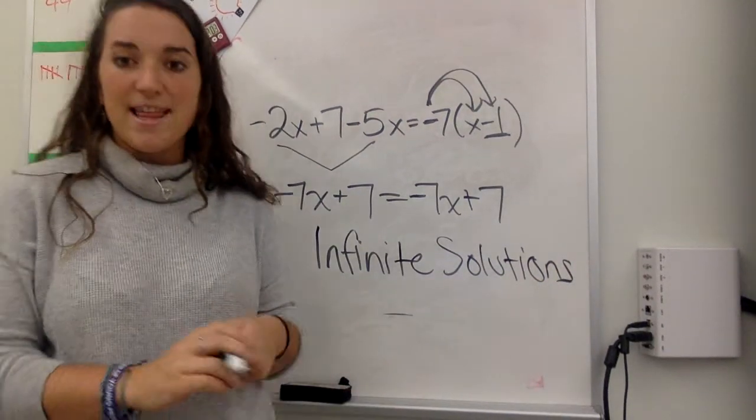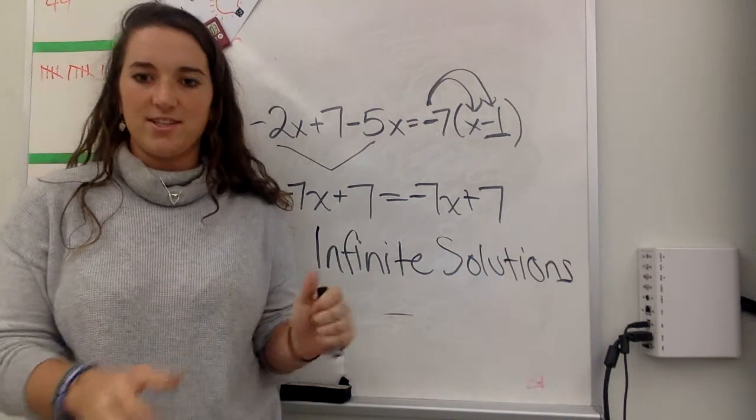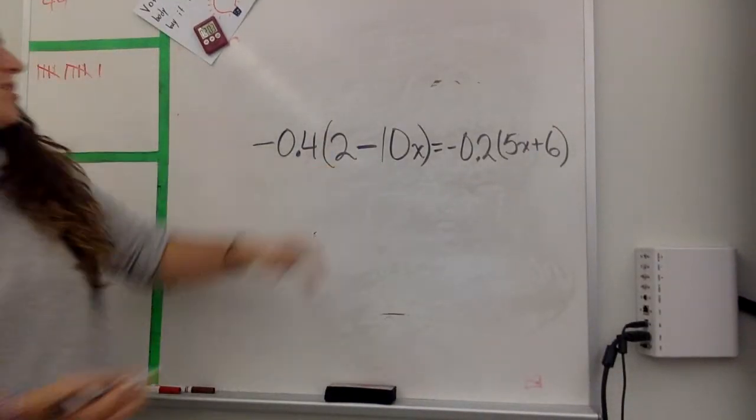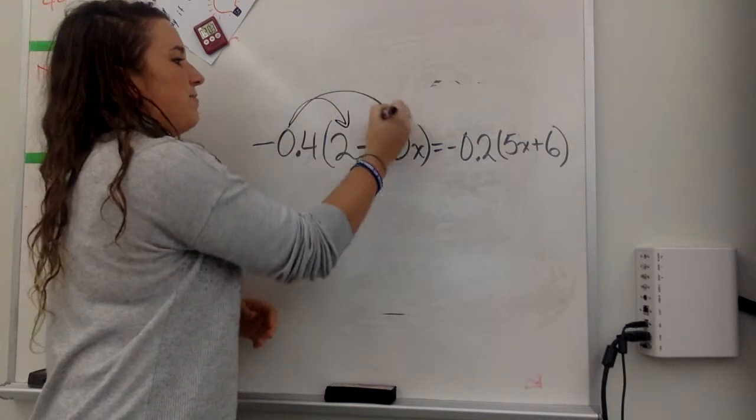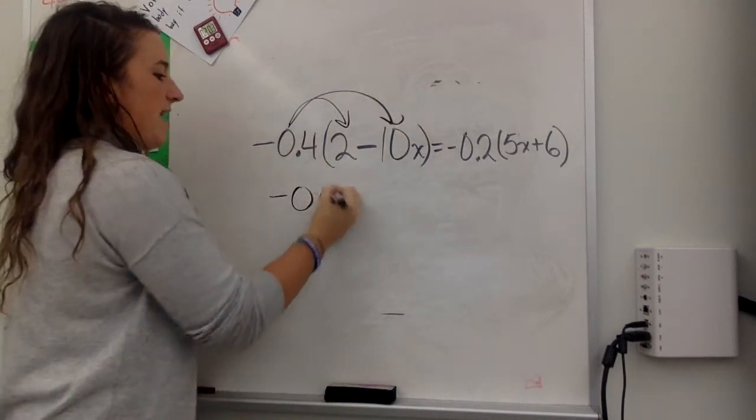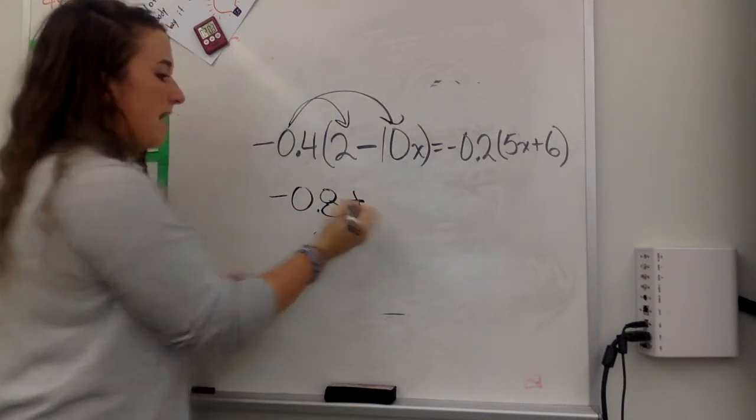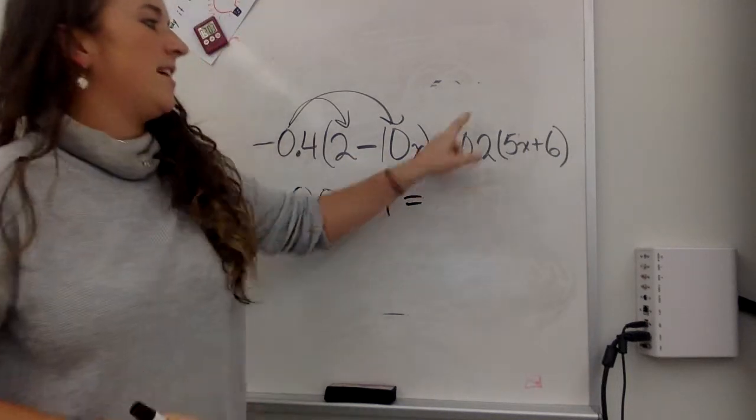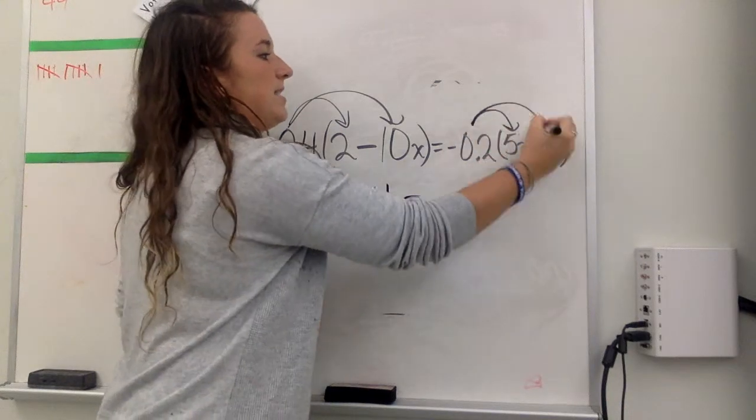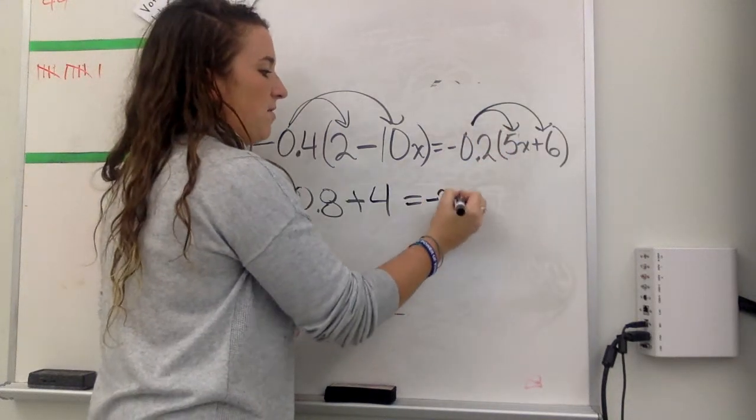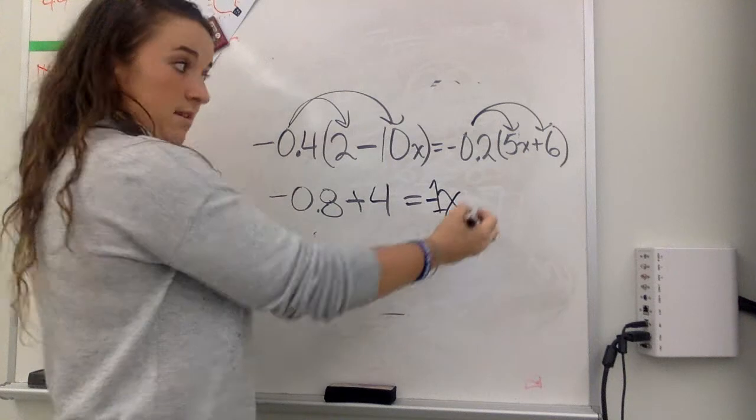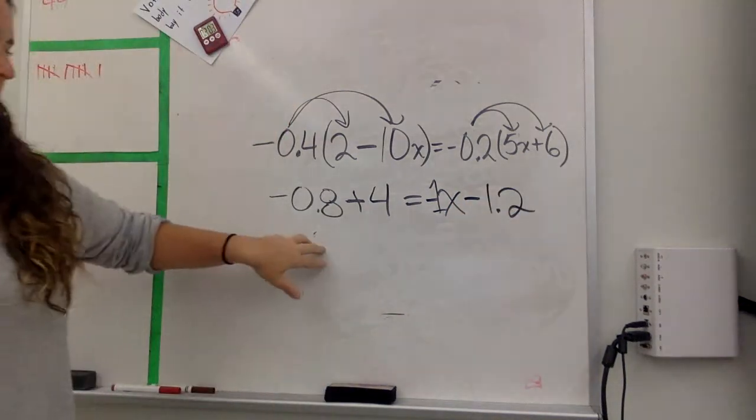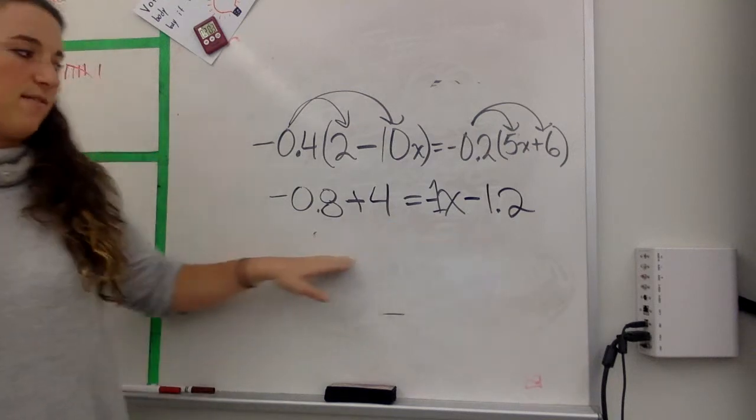Go ahead and try the challenge problem on your own, and then we'll go over the answer together. Challenge problem, you start by distributing. When you distribute, you will get negative 0.8 plus, because of negative times a negative, 4 equals negative 0.2 times 5x, which equals negative 1x minus 1.2, or 1 2/10.